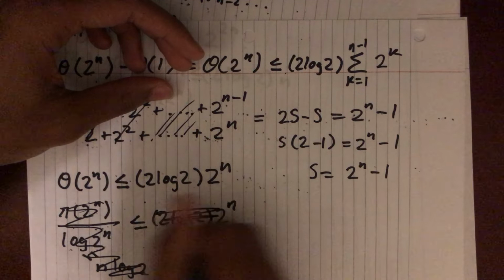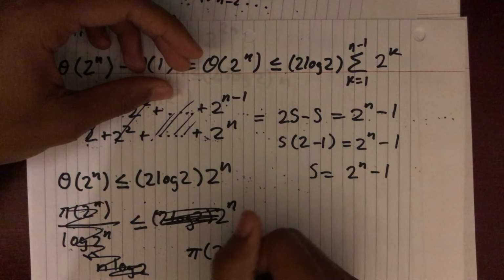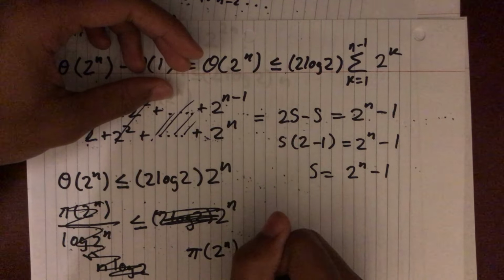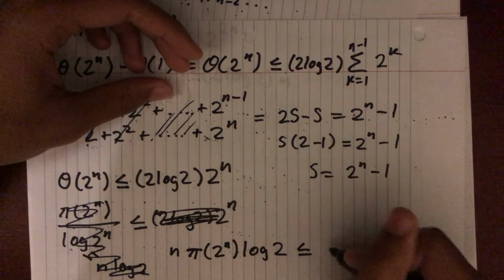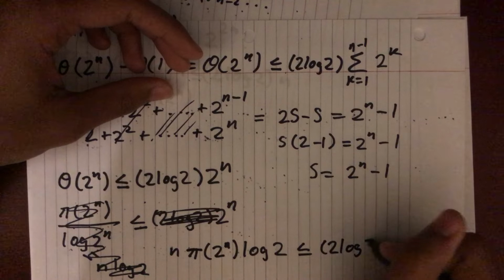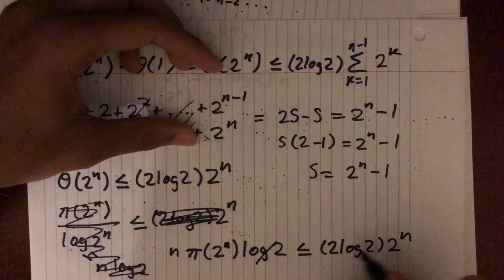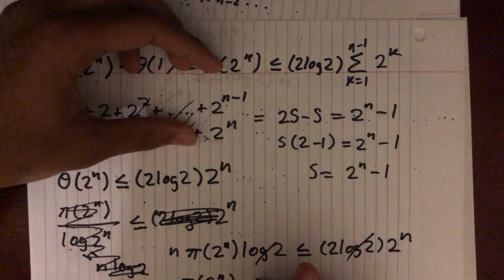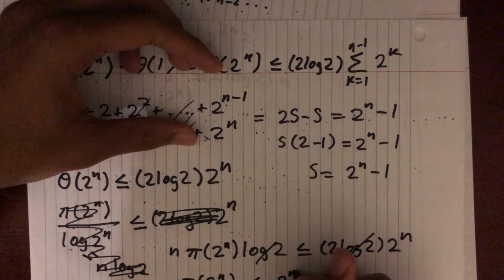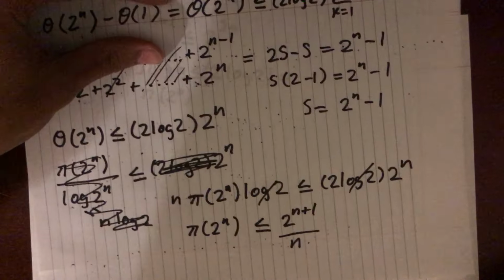Right. Okay, so this is saying pi of 2 to the n times log 2 times n is less than or equal to 2 log 2 of 2 to the n. And some log 2's cancel out, and we get pi of 2 to the n is less than or equal to 2 to the n plus 1 over n. Cool. So we're almost done.